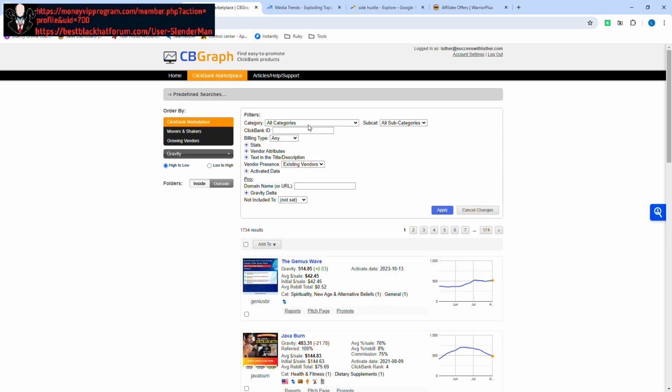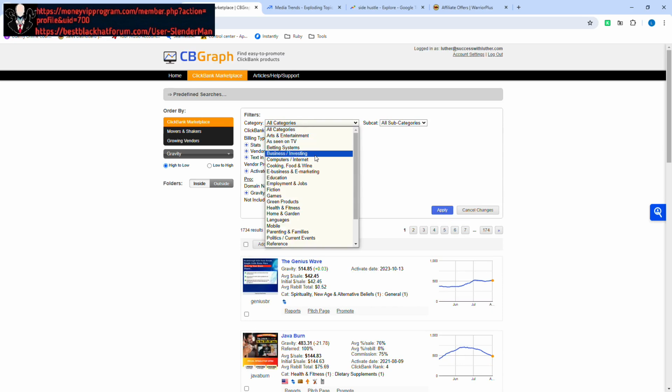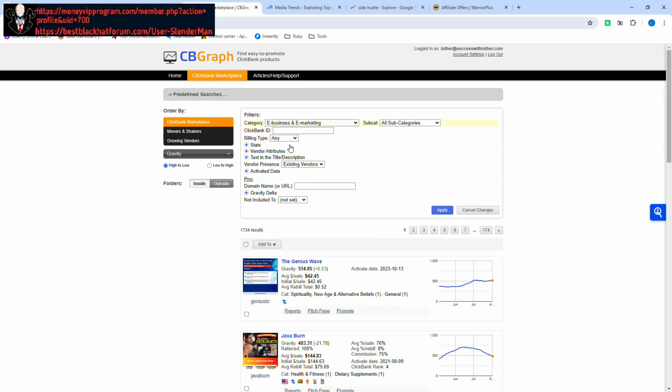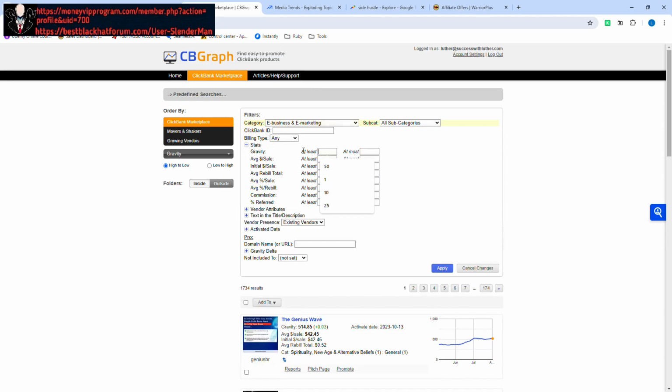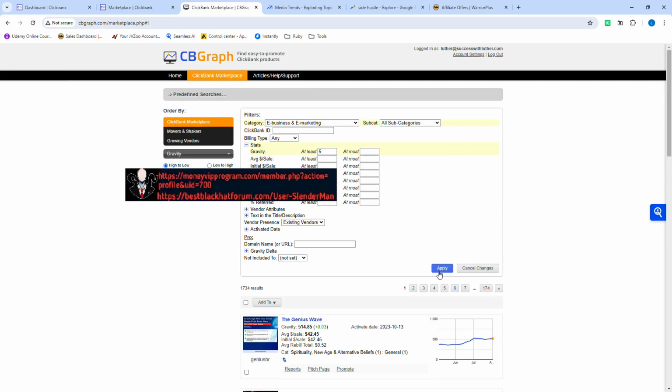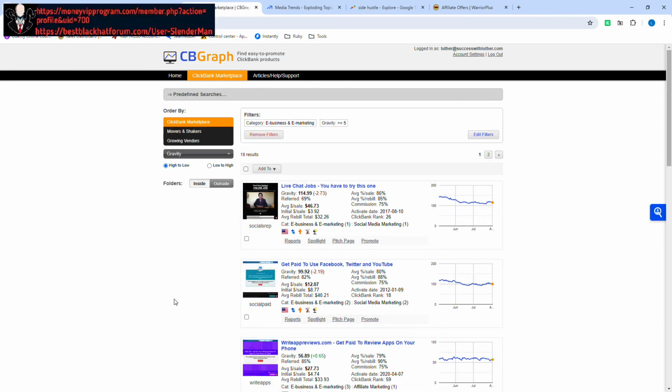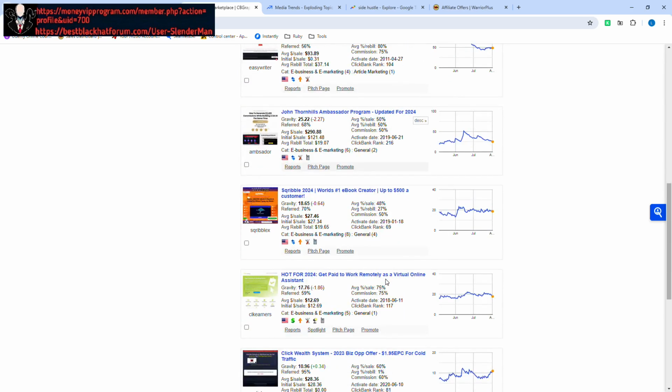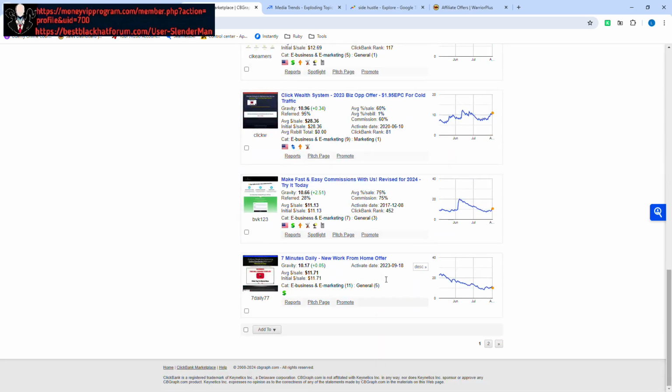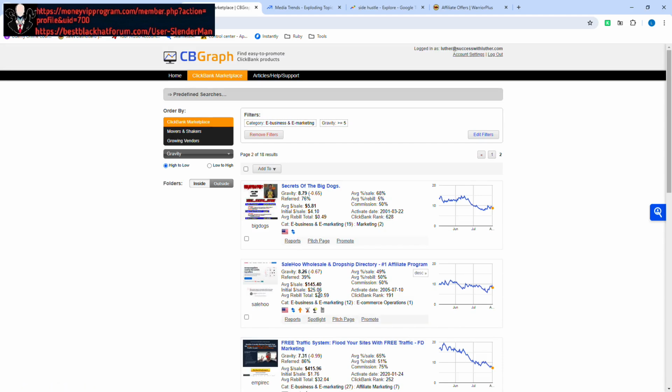So we go to filters, go to categories. Let's do e-business and e-marketing. We can look at offers that have a gravity of 5 or better, so at least there's maybe one person making money with the offer. Of course, some of these offers have decent gravity. Let's just see there. Where's the bottom at? So 10 is the bottom. I mean, there's 2 more offers. See, there's not a lot of them, right? There's not a lot of them.